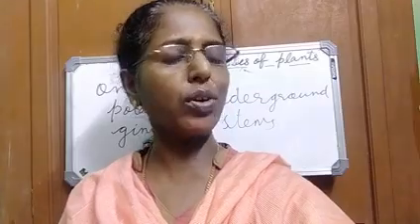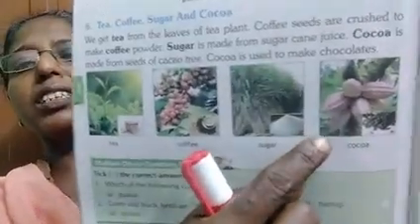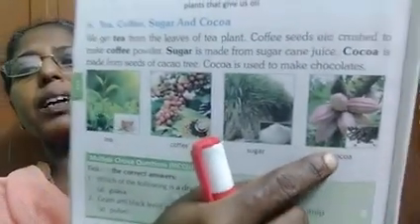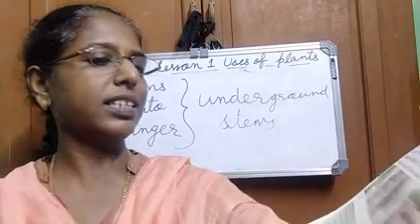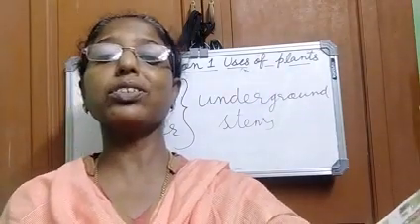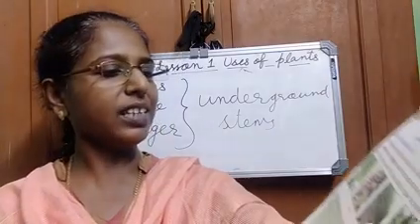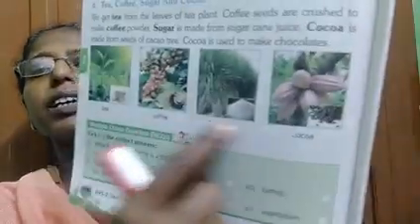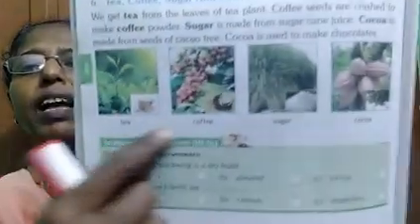And cocoa is made from seeds of cocoa tree, and this is cocoa fruit. It is not familiar for all, but some of you are having this in your compound, cocoa. And see, cocoa is used to make chocolates, and this also tea, coffee, and cocoa and sugar we are getting from plants. We are getting from plants.